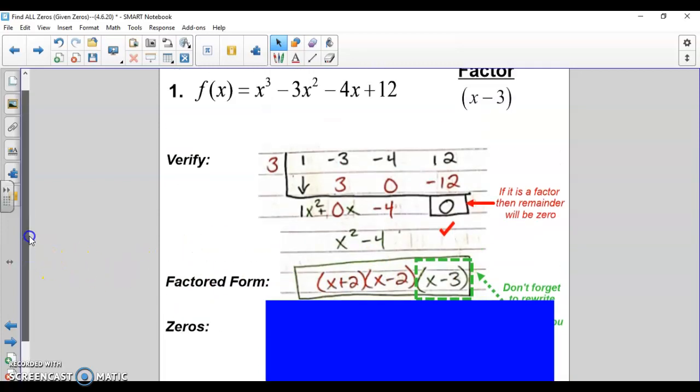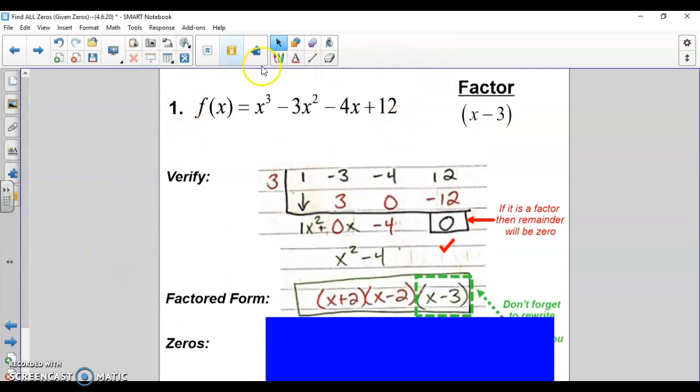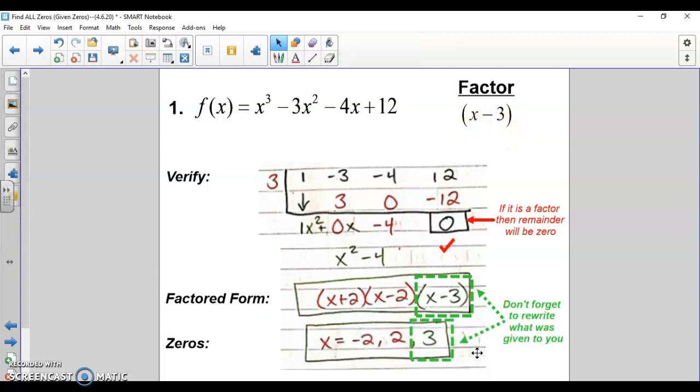Now, the factored form of this entire polynomial is the 2 factors that we had, x plus 2, x minus 2, plus the factor that we started with in the beginning. So don't forget to rewrite that one. My zeros that come out are -2, +2, but also the +3 that we used in the beginning. So don't forget to rewrite what was given to us, as the notes say here. Alright, I do box these 2 portions in, as just kind of a heads up as we move through this. Next one.